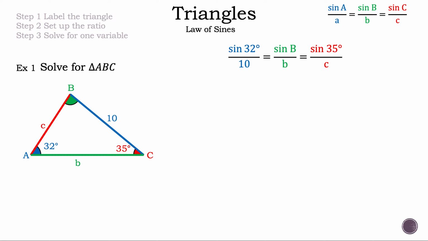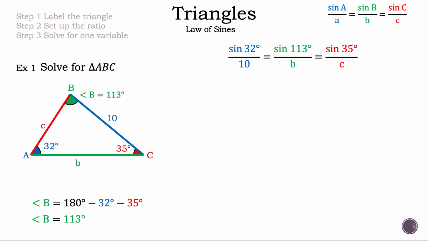Now let's take a look at the image once again. They give us two angles, 32 degrees and 35 degrees. And that means we can find the third angle by subtracting the two angles that they give you from 180 degrees. So in this case, angle B is equal to 180 degrees minus 32 degrees minus 35 degrees. And the result of that is angle B is equal to 113 degrees. So we've already added that degree on the image. We've also added the 113 degrees in our ratio.